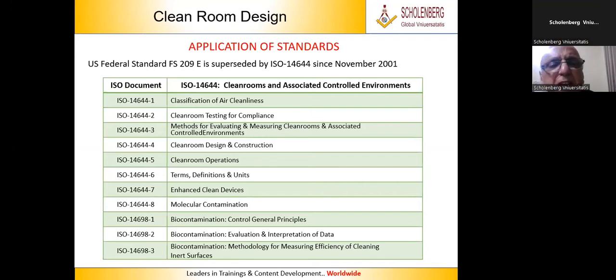Now, these are the latest standards being followed. Now, which standard is applicable where? This standard is for this, this is for this, this is for this. All these various standards are for various applications, right? For construction, for testing, for method evaluation, for design, for operations, terms and definitions. So all these standards are listed depending on what you want to use them for.